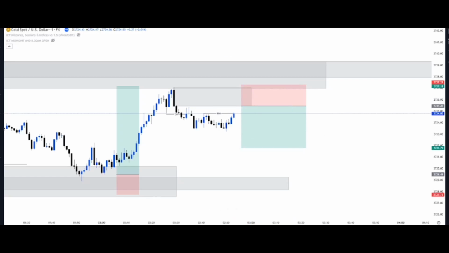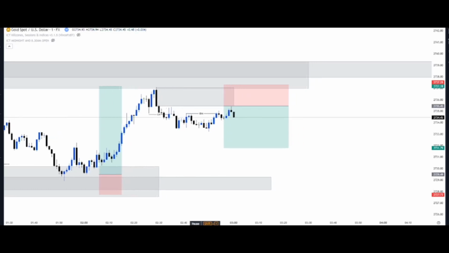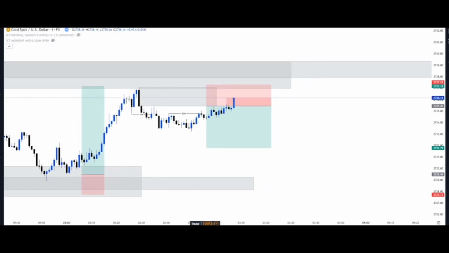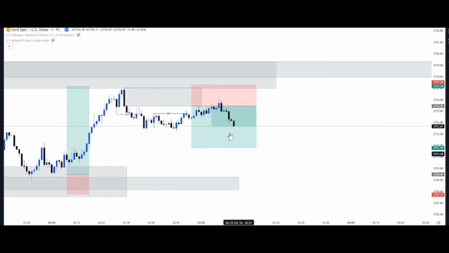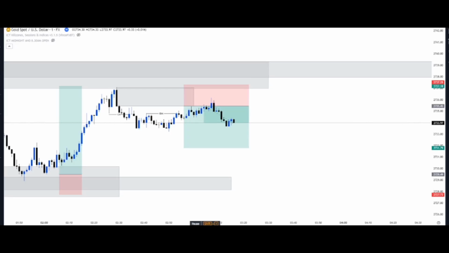Now let's play price. As you can see, inducement has been taken, and okay, we have been activated into the market now. So let's see what happens.